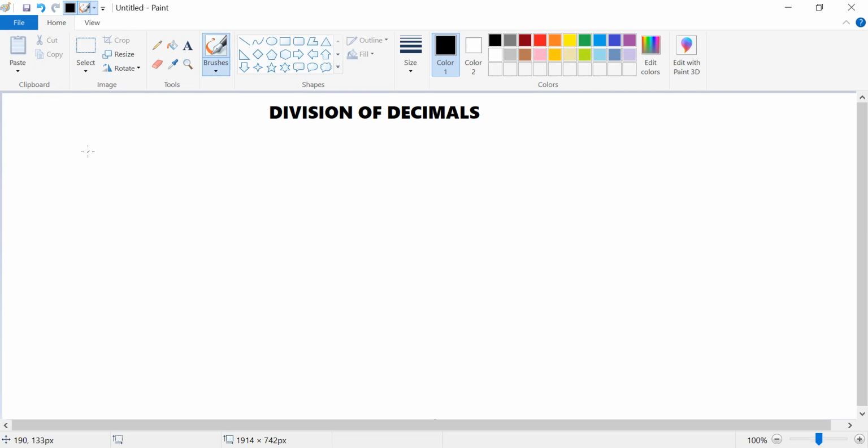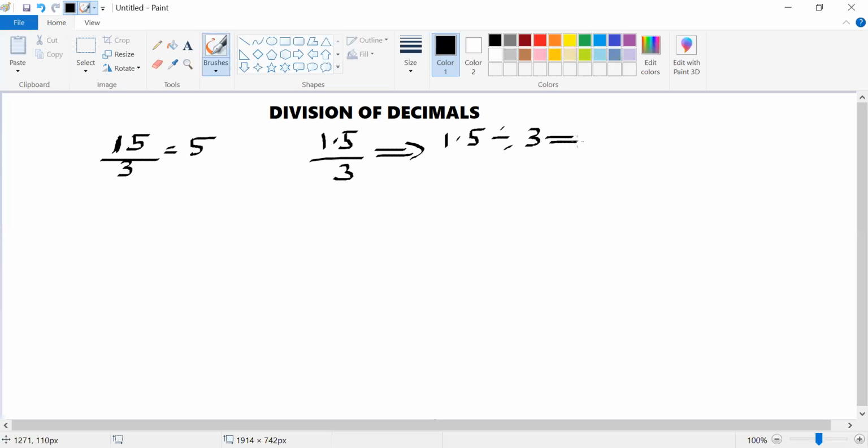Now let us take an example here. 15 divided by 3. We know that 15 by 3 is equal to 5. Now suppose this is 1.5 by 3. Then how to divide? I can write it as 1.5 divided by 3, and this 1.5 you can convert into decimal fraction.